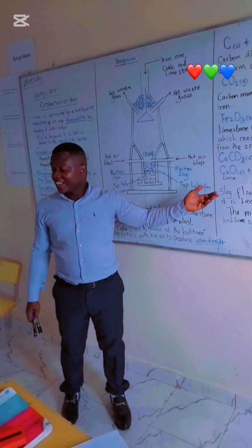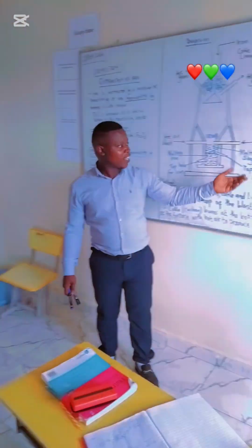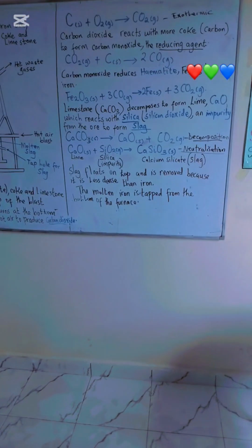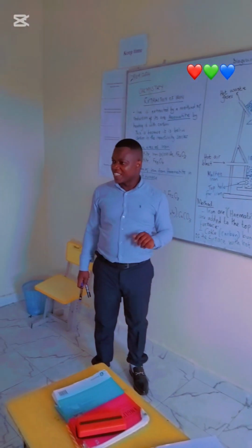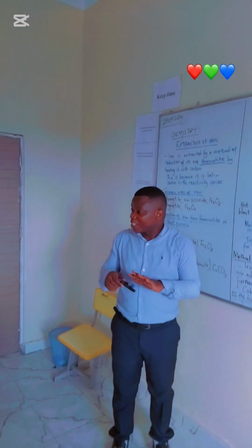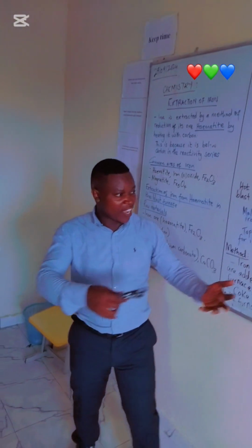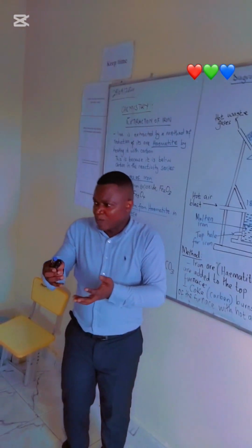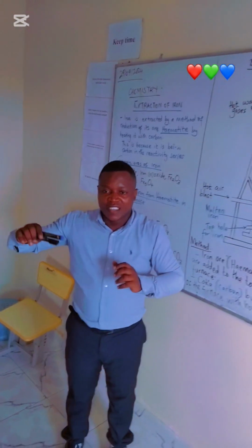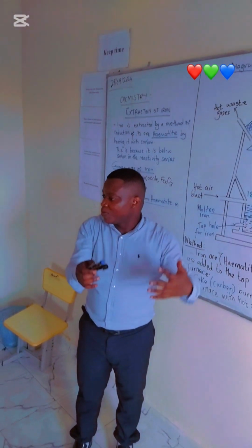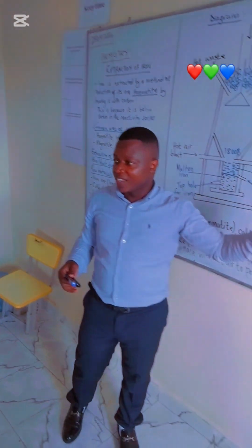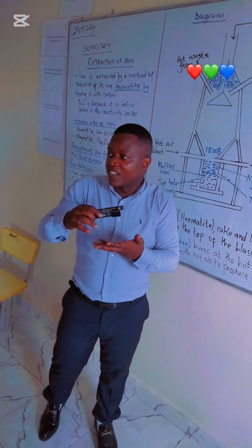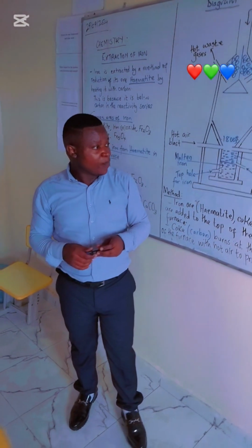Finally, we are able to get our iron. It may not be 100% pure, but at least it's 90 to 95% pure iron. We can remove it, process it into bars. We can shape it in any shape that we want. The iron that we have formed is now pure or slightly pure to a certain percentage.